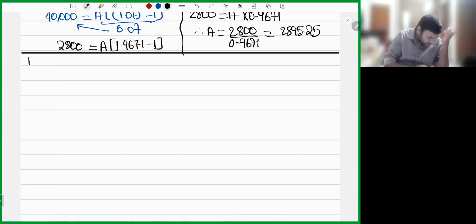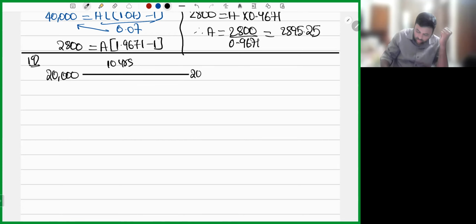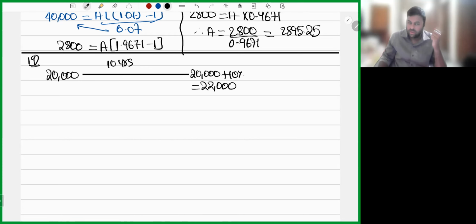Question number 19. A new textile machinery is purchased right now at a cost of 20,000. You want to replace it after 10 years with a new machine, at 10% extra. So 20,000 plus 10% gives 22,000. The rate of interest is 2.5%. The question is, every year, how much money do you need to set aside?